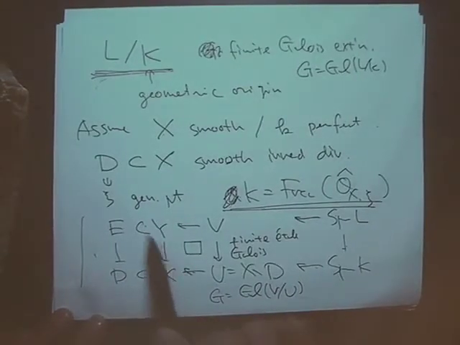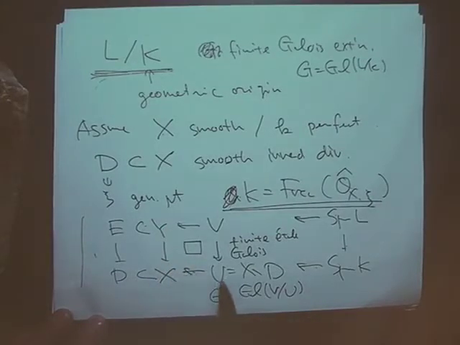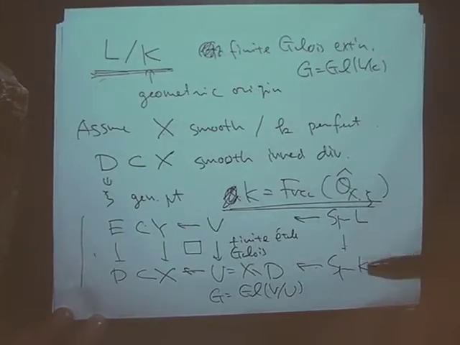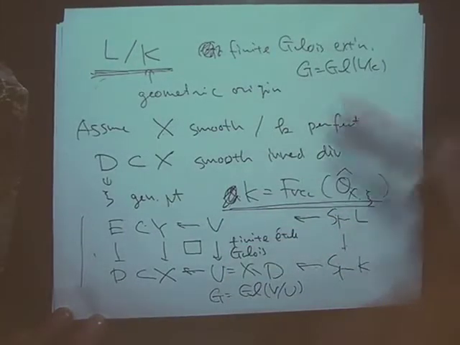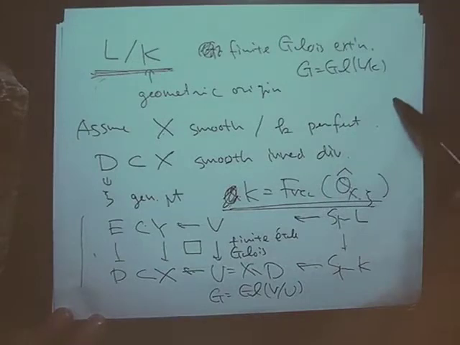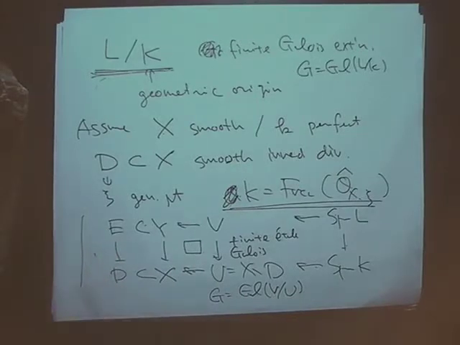This is the finite covering of smooth varieties, and U is the complement of this smooth divisor, and here we have a finite Galois covering of the same group G. This is the same Galois covering of the same Galois group, and this is also the complement of a smooth divisor like this. Okay, so this is the setting for us.